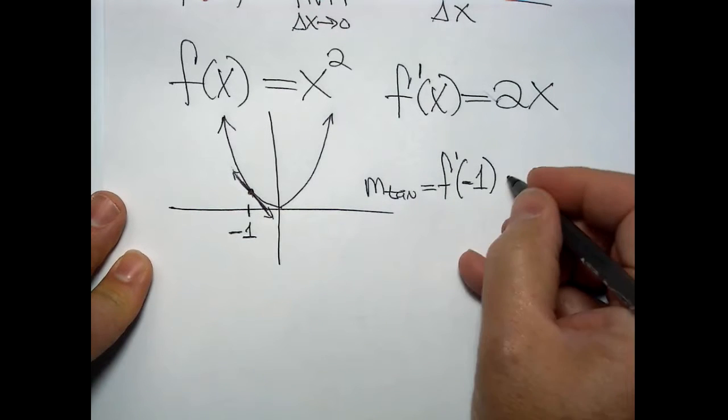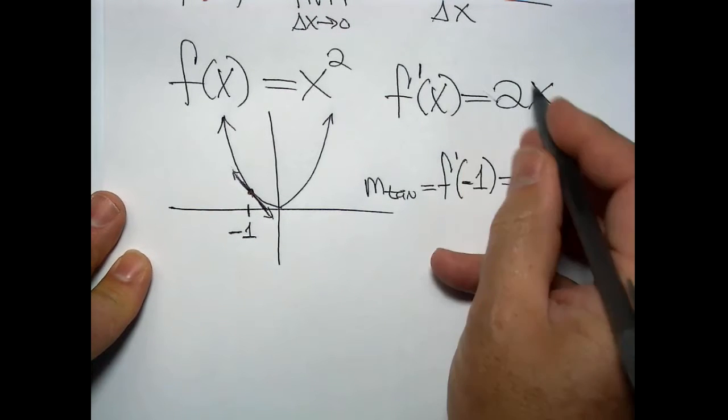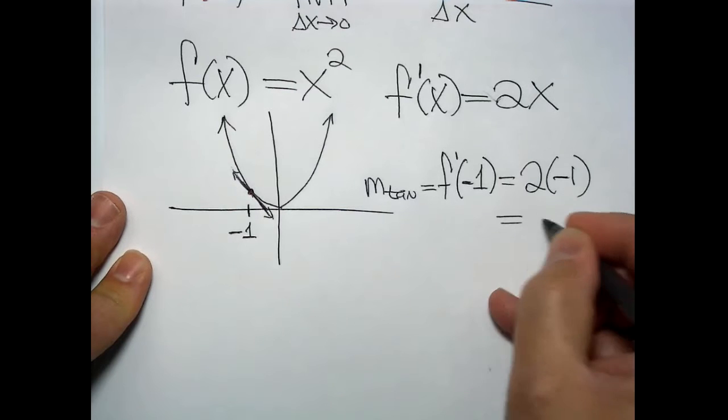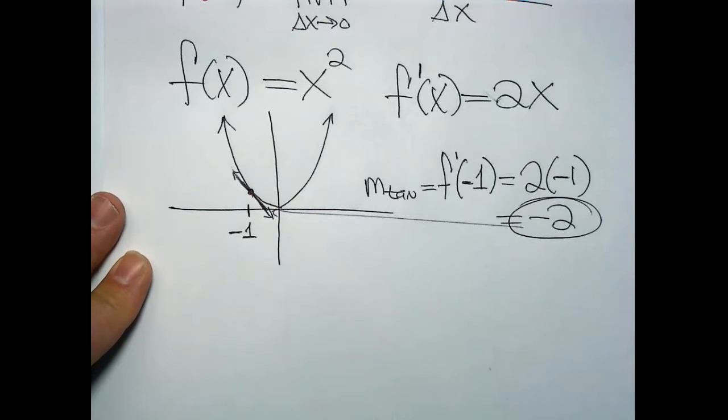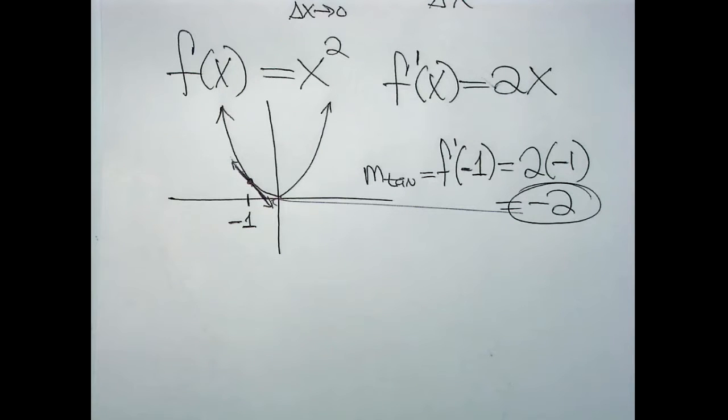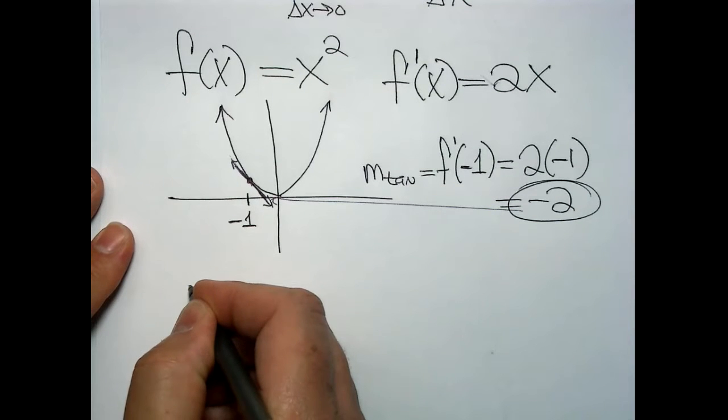We happen to be at x equals minus 1. So evaluate the derivative at x equals minus 1. It is minus 2, and that looks about right. It is a negative slope, and if I were to draw it to scale, it would be a negative 2 slope. Let me try one more function.